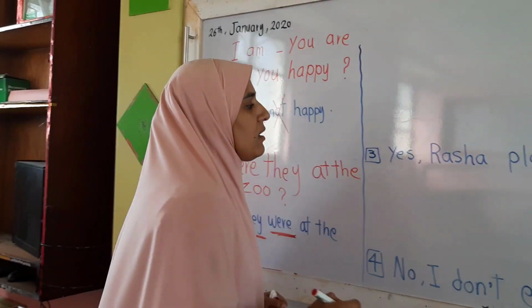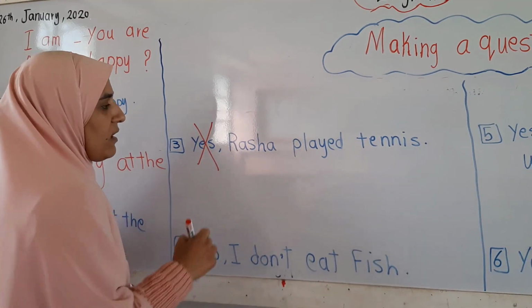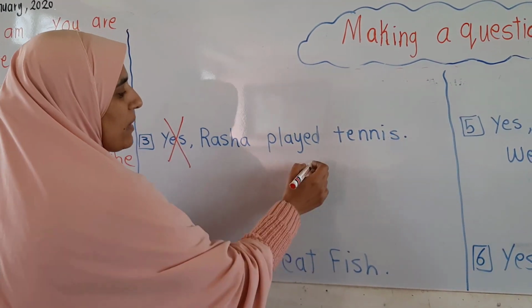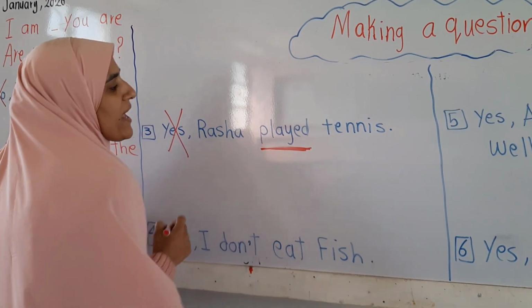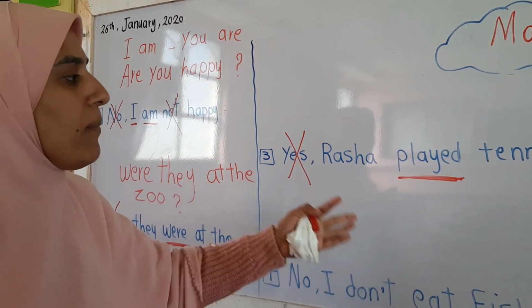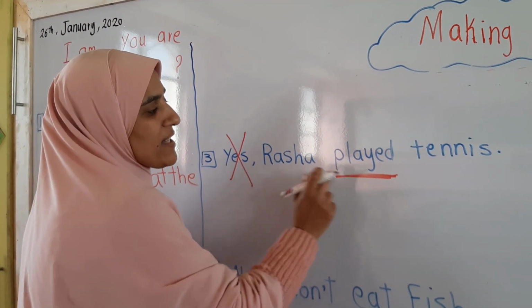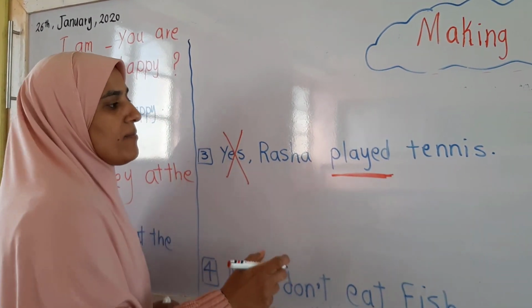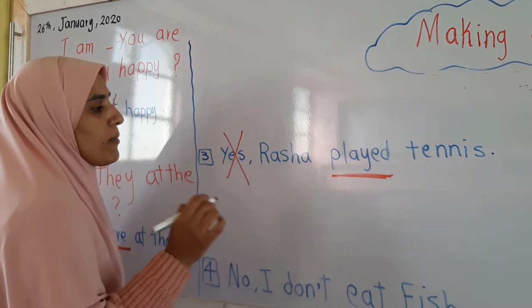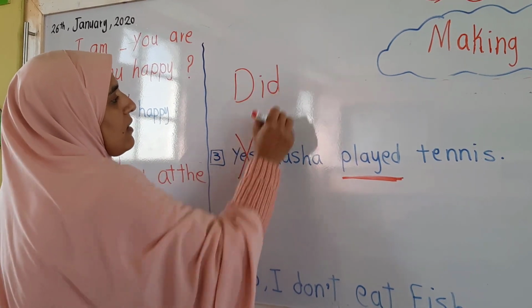The third example, I will omit the word yes or no. Then I write the auxiliary verb. But the verb here is played, and played is in the past form or in the past simple. So take care that the auxiliary verb of the past simple is did. So I write the word did.